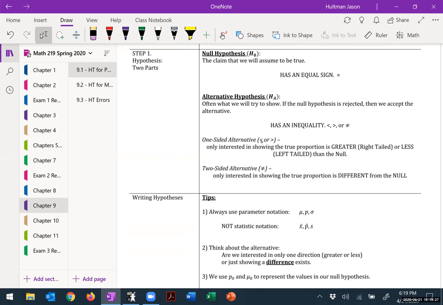The null hypothesis. The claim that we will assume to be true. We're going to assume that this guy is true. This always has an equal sign. The alternative, often what we'll try to show. If the null hypothesis is rejected, then we accept the alternative. It either has a greater than, less than, or not equal sign.